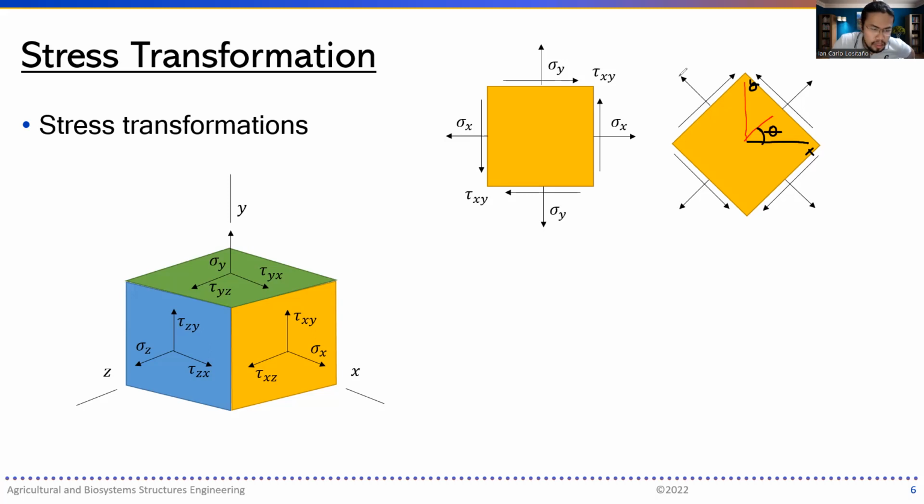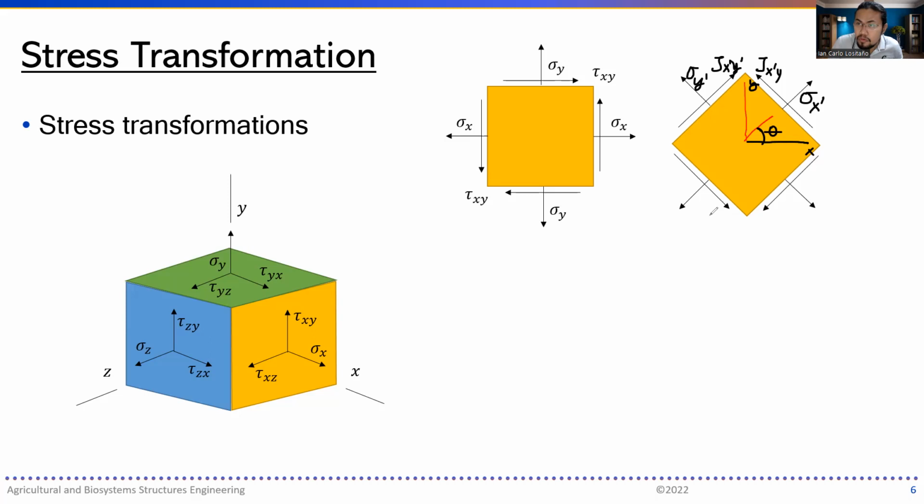So we can say that this is now the normal stress along x prime, and this is the normal stress along y prime. And we have the same shear stress experienced by this body. Similarly, these are the same shear stress, right?